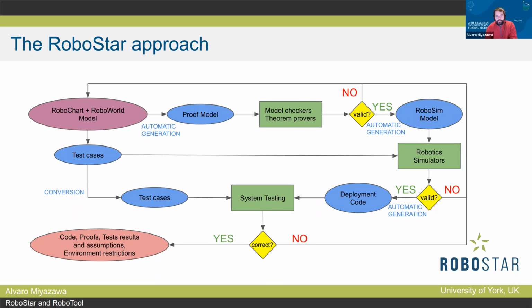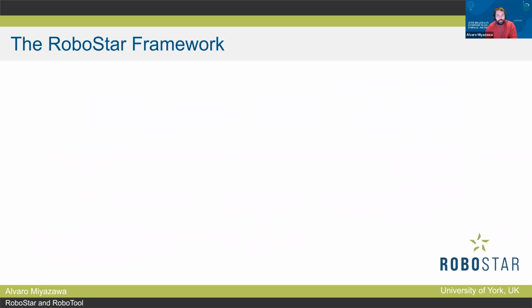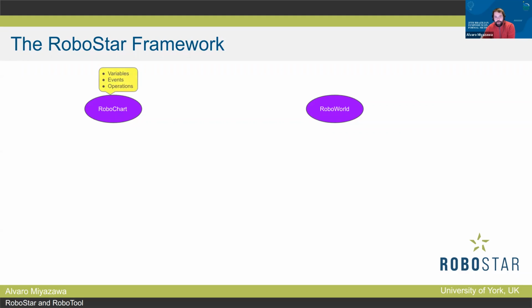Now, to support this approach, we're developing a framework that's centered around those languages that I mentioned. So at the top level, we have RoboChart and RoboWorld. RoboChart is a notation similar to UML based on state machines, slightly more controlled than UML, with a formal semantics, where a controller is described in terms of services that a robot might provide. And these are described in terms of variables, events, and operations.